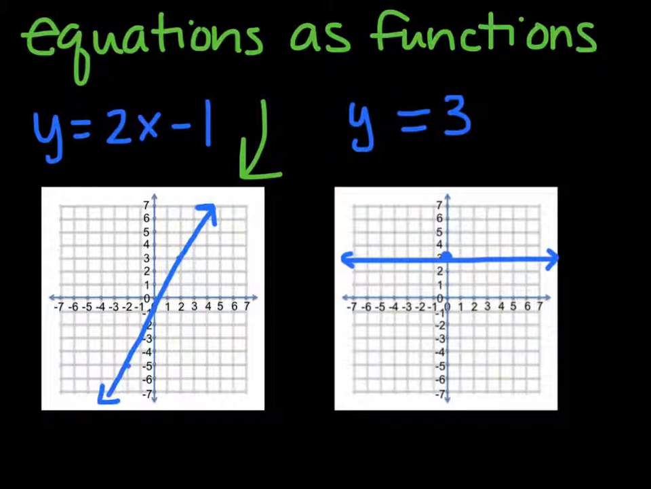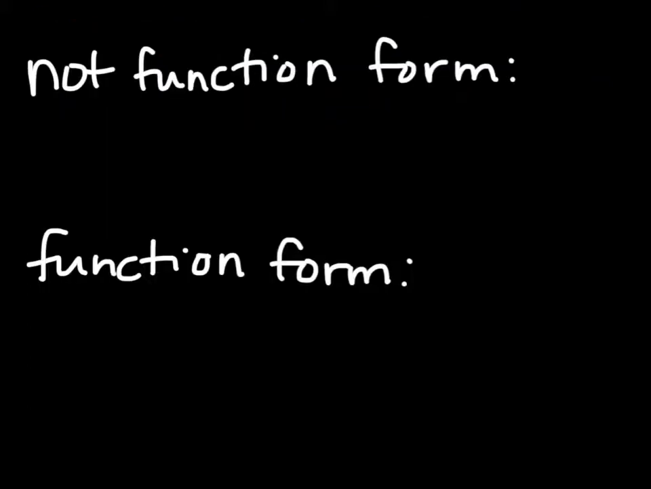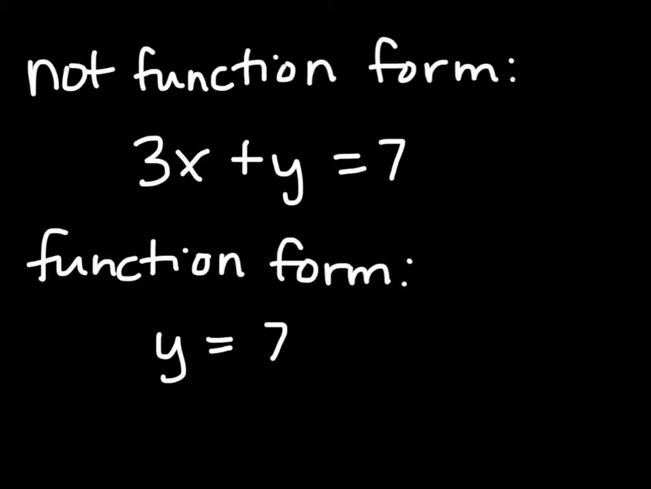Let me show you an example of function form versus not function form. This equation, 3x plus y equals 7, is not in function form. It doesn't show us that the equation is being solved for y. If we were to rewrite this equation as y equals 7 minus 3x, we would now call that the function form. Let's work through an example where we're going to write an equation in function form and then graph it.